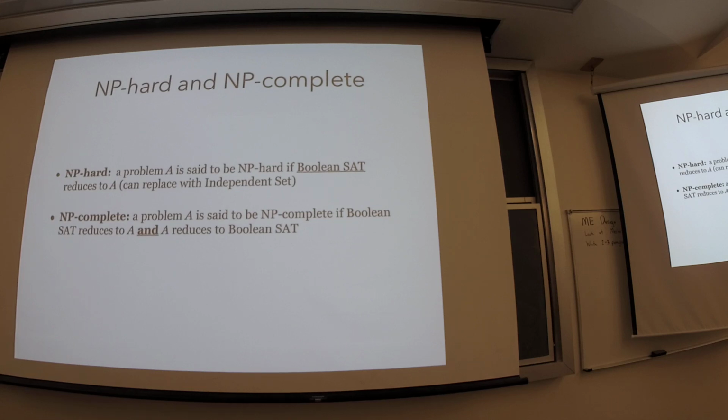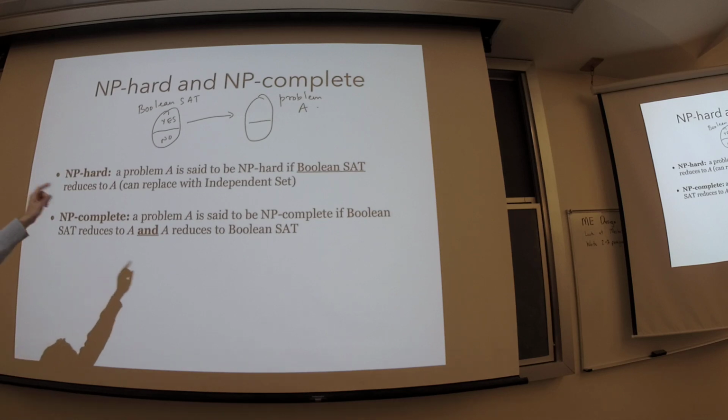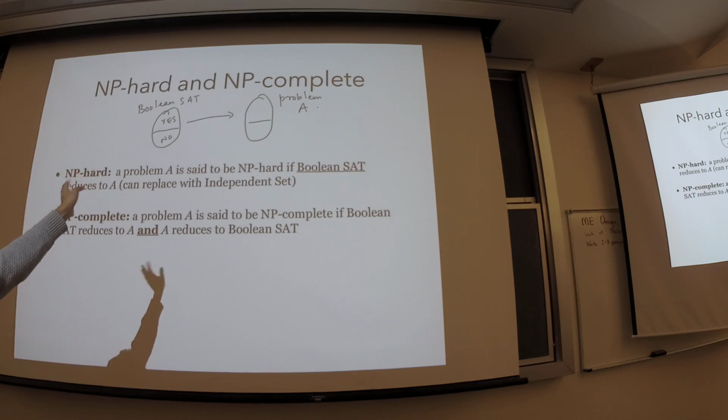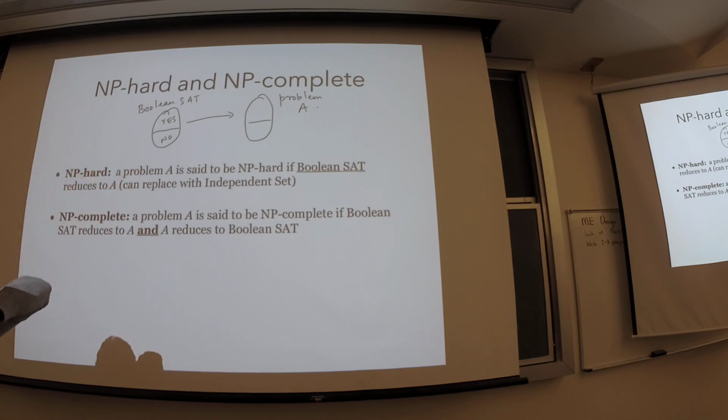Okay, so there is a certain problem called Boolean SAT, and you can replace this by independent set if you want. This has some yes instances and some no instances. If there is a transformation T that reduces Boolean SAT to your problem, and this is problem C, like we saw before, then A is said to be NP hard.